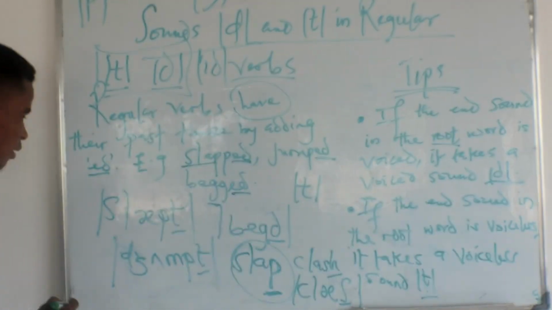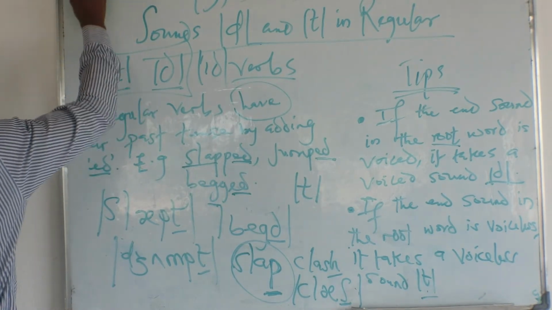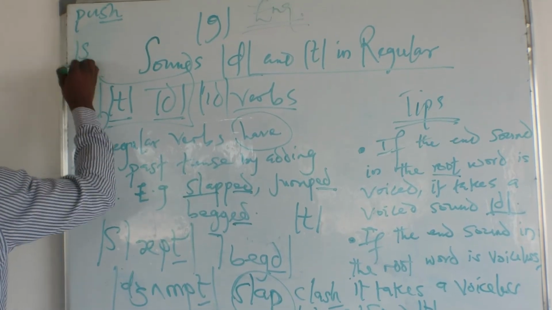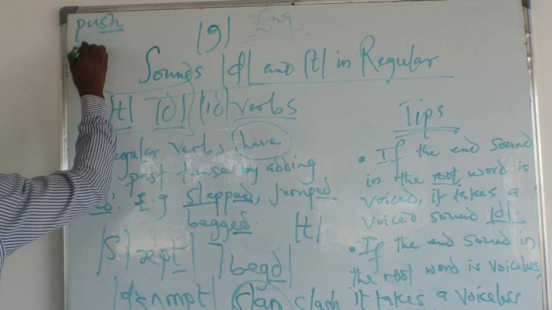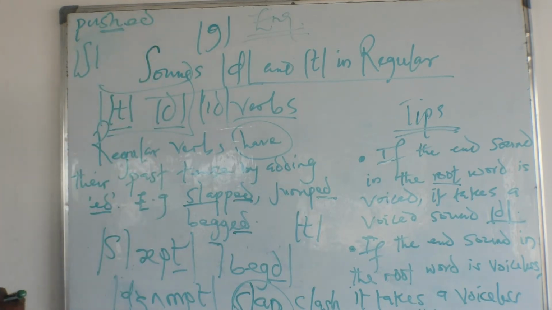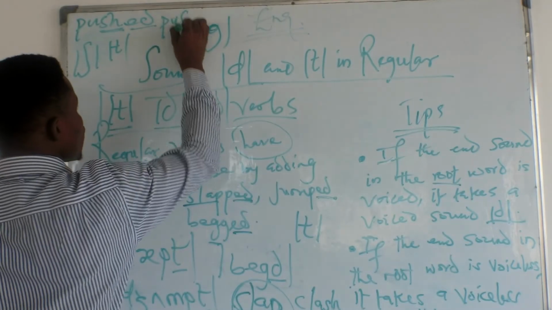So let's look at some examples. If I have push, the end sound is sh, and it is voiceless. Therefore, if I add ed to make it past tense, which is regular, the ed sound is going to give me t, such that by transcription I have pushed.